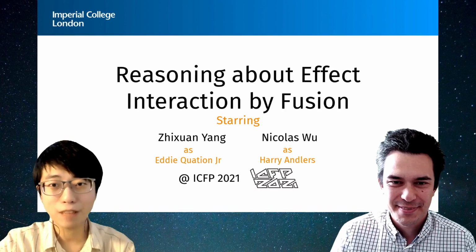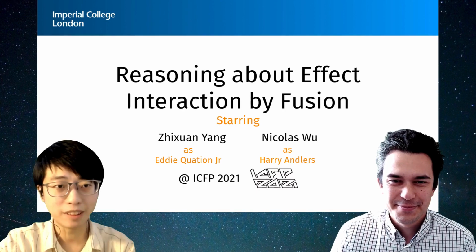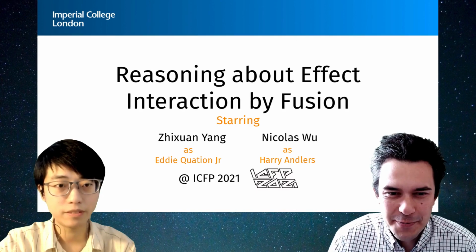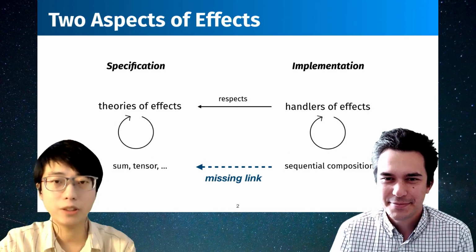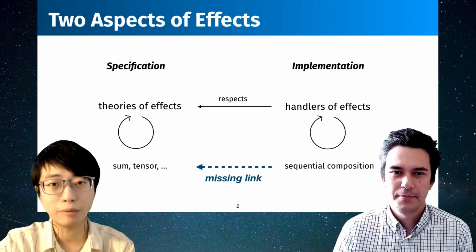Oh, wait. Now it's time for us to present our paper, Reasoning about Effect Interaction by Fusion. All right, let's get started. So, do you remember what the paper's about? Yes? So overall, our paper is about connecting two aspects of algebraic effects, their specifications and implementations.